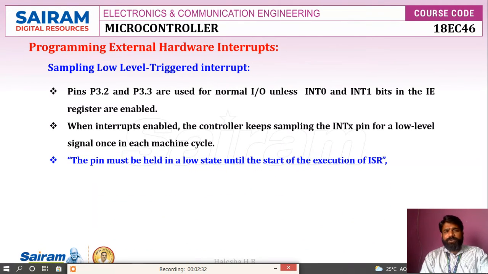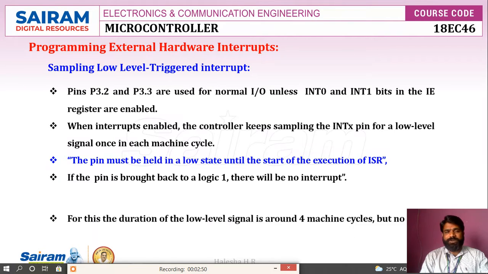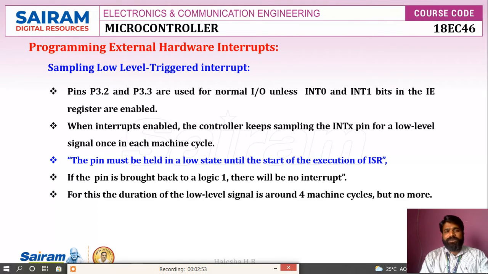So the pin must be held in the low state until the start of execution. That means if the low level signal occurs, it must stay in the same low state until the start of the interrupt service routine. If the pin is brought back to logic 1, there will be no interrupt. And for this duration, the low level signal is around 4 machine cycles. That means the low level signal must be held for a minimum of 4 machine cycles, but it should not be more than that.